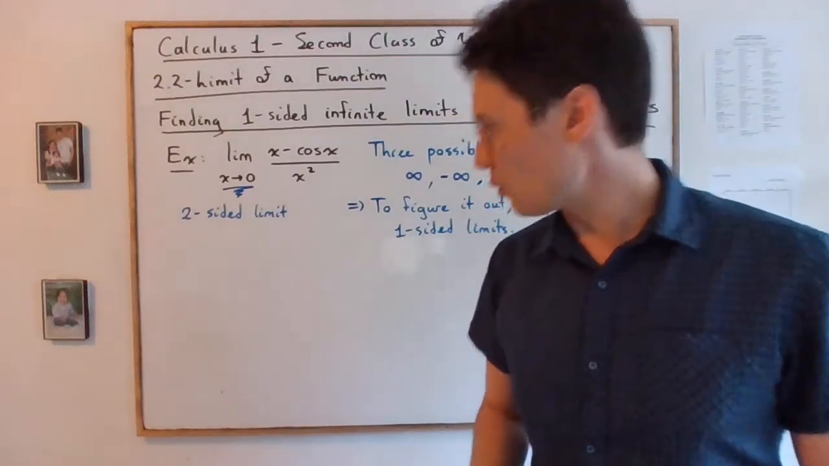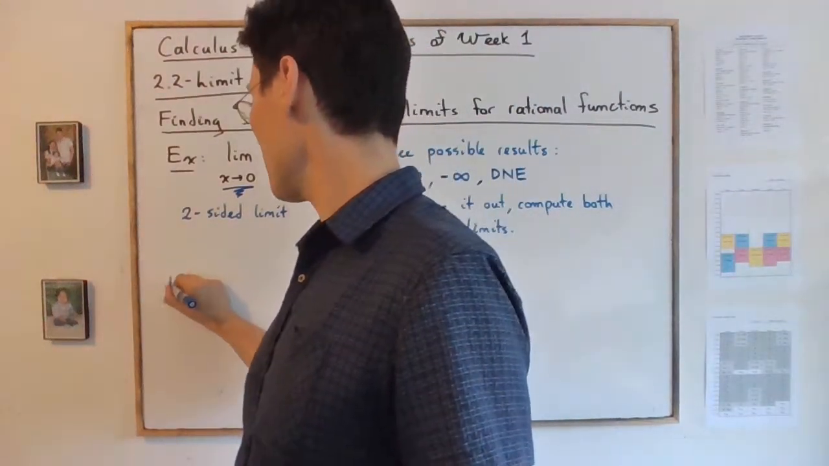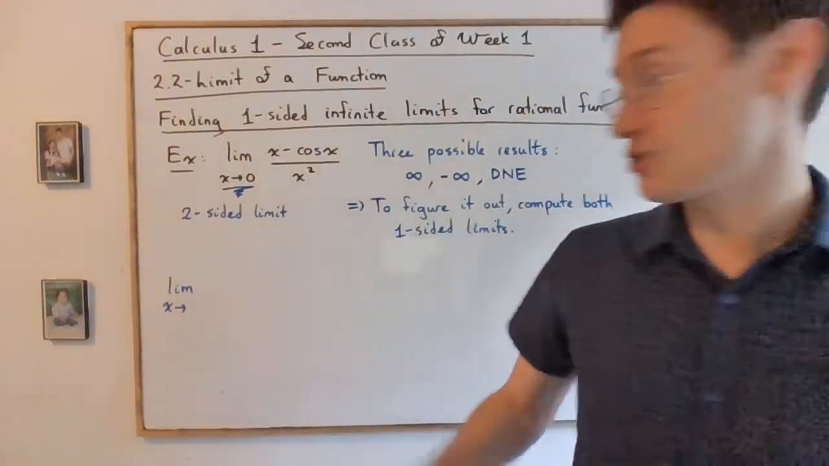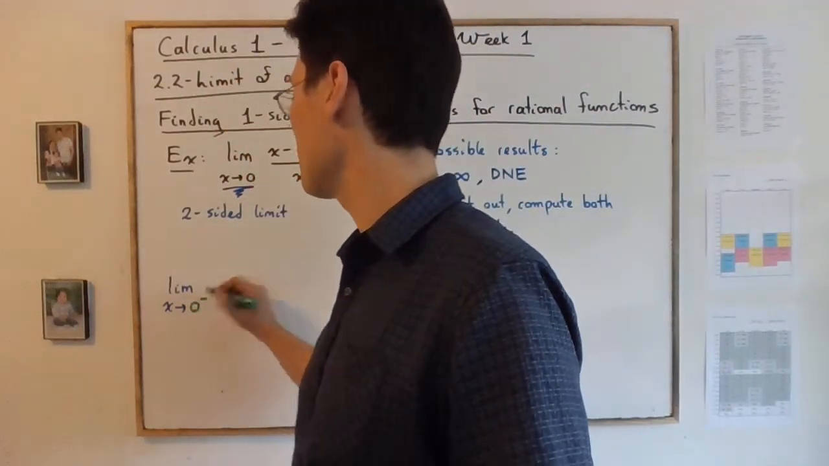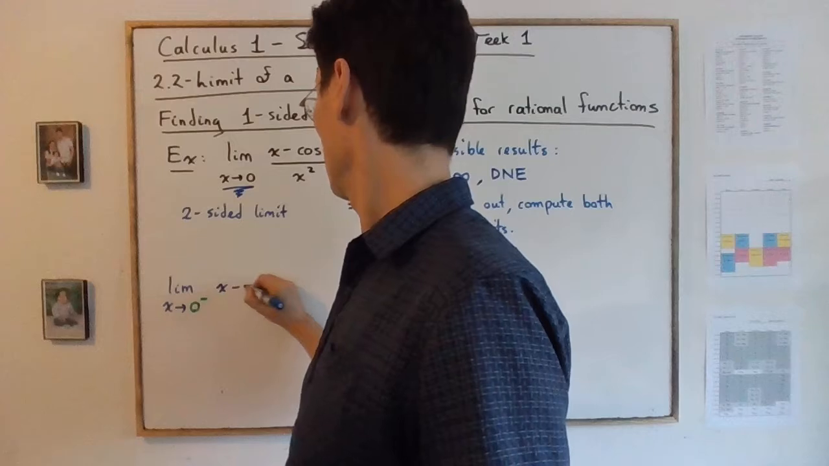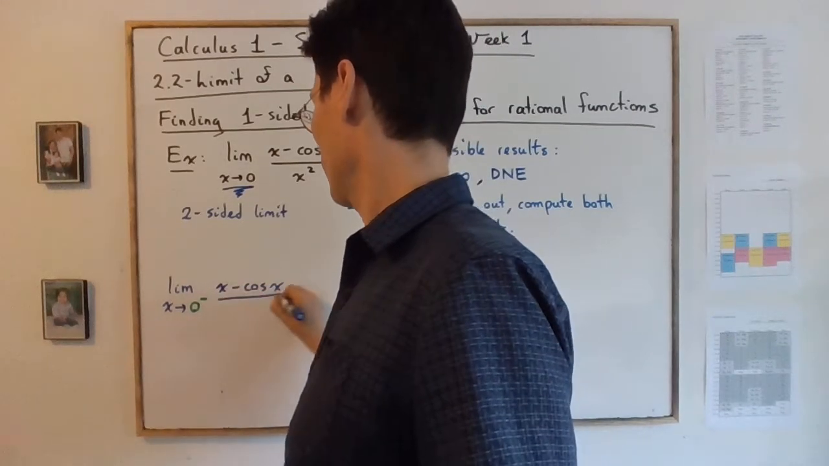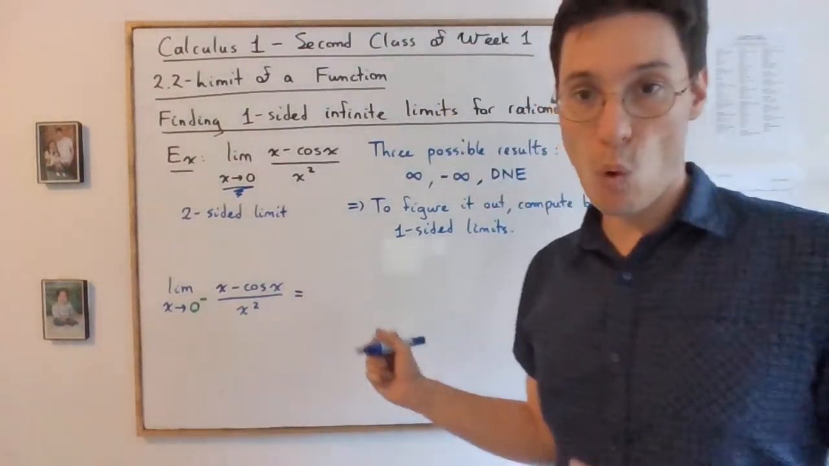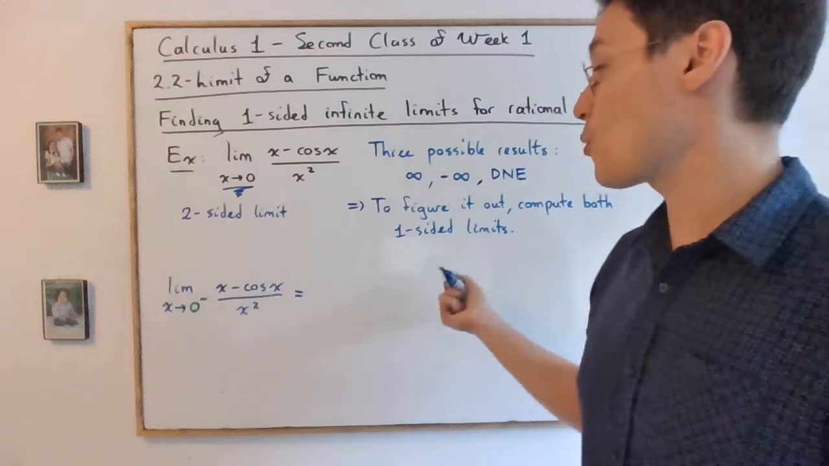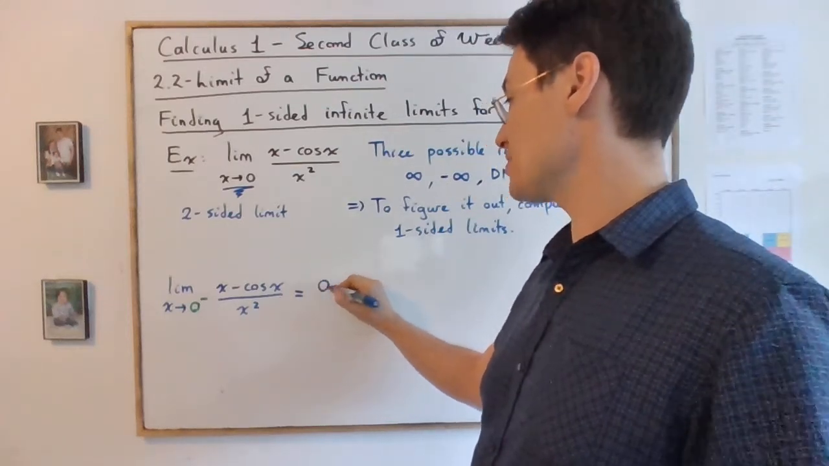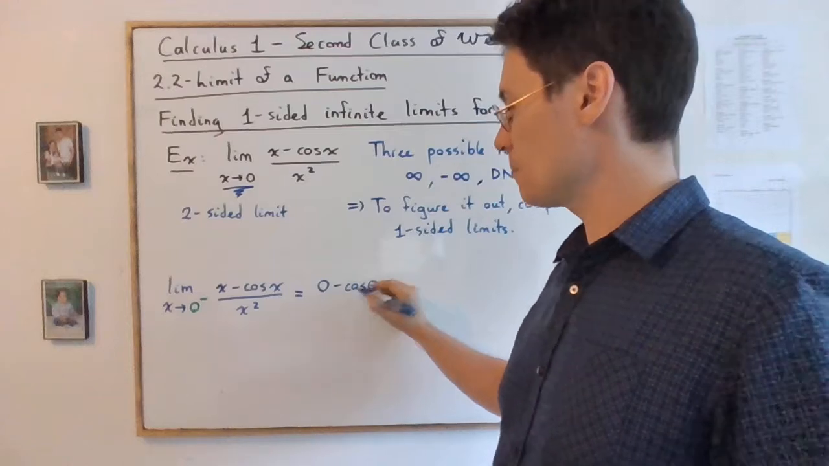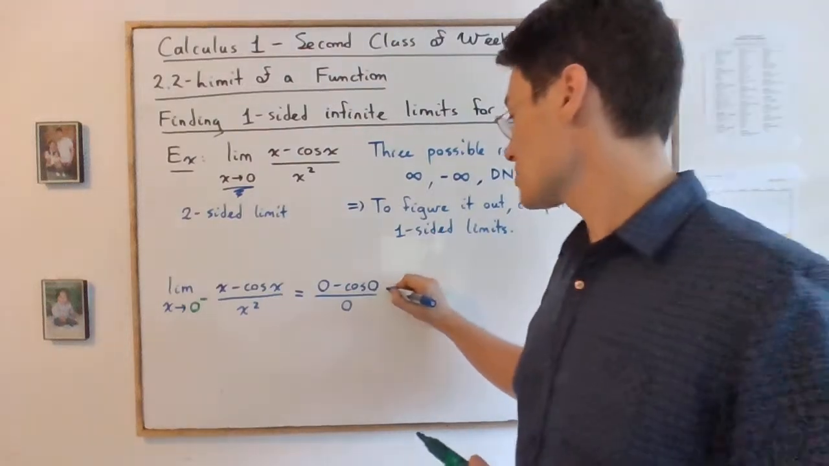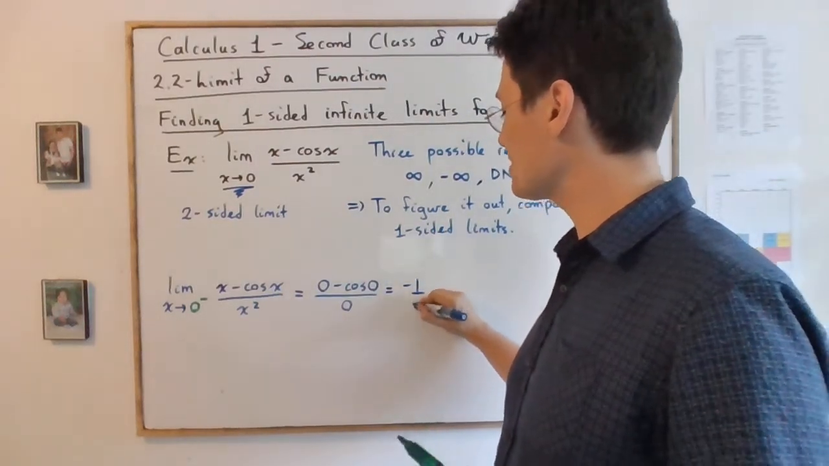So we start with the limit from below. Here we will have 0 from below. Remember step number 1, you replace 0 everywhere. So you'll have 0 minus cosine of 0 divided by 0. And I remind you that cosine of 0 is equal to 1. So what you will get is negative 1 over 0.